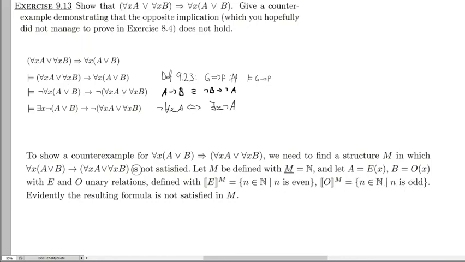So evidently this is true for the first part, because for every natural number, either A is true or B is true, so either the number is even or the number is odd. The number will always be either even or odd, but it is definitely not true that every number will be even, and it is also not true that every number will be odd. So then we'll have something true implying something false, which is false, and therefore the implication in the opposite direction doesn't hold.